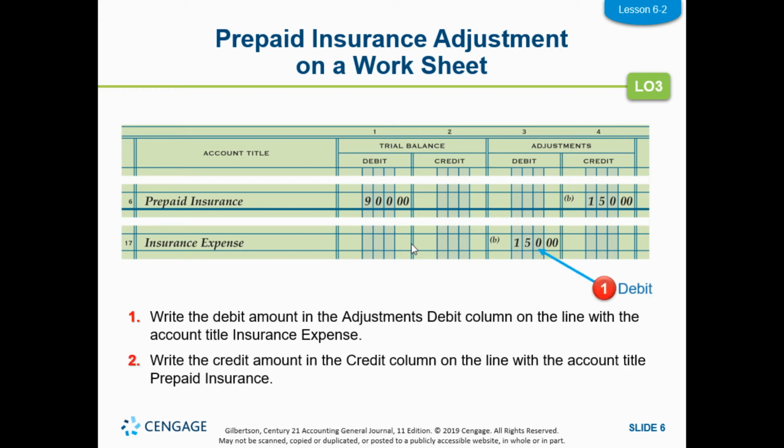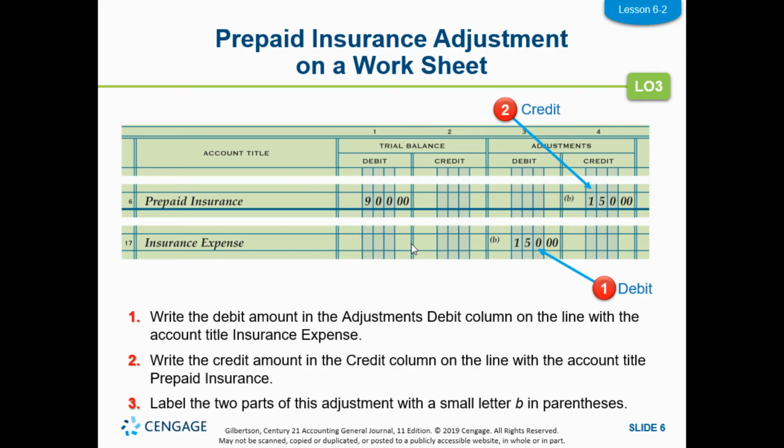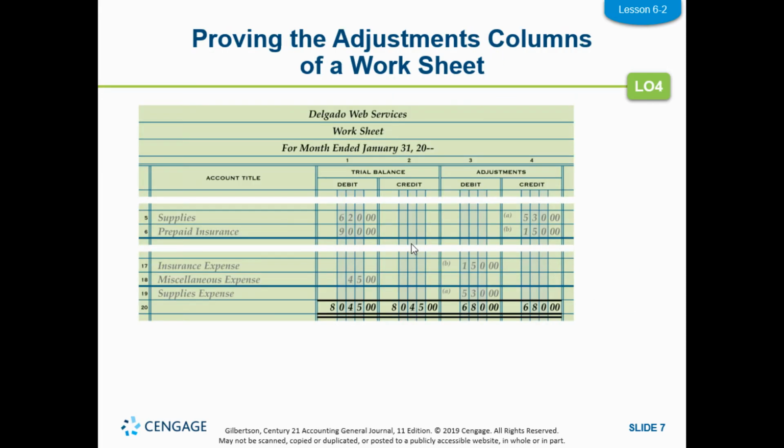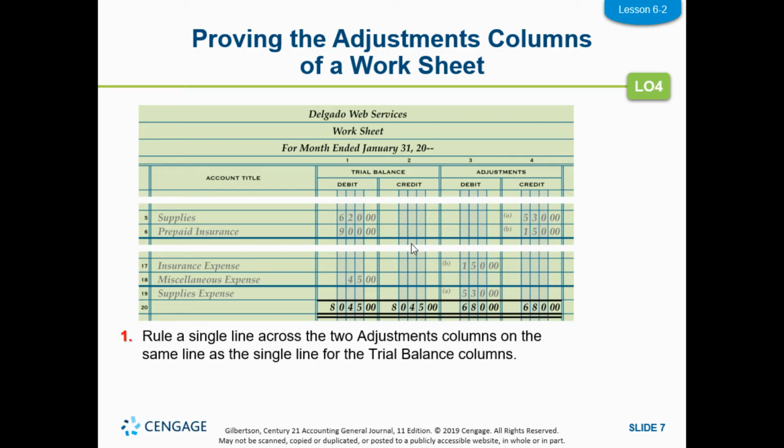Write the credit column on the line with account title prepaid insurance. We're crediting prepaid insurance, an asset. Label the two parts of this adjustment with a small letter B in parentheses. So we have adjustment B. And if we had more adjustments, we would have adjustment C, D, E, and so on. Okay. Proving the columns. So our adjustment columns, rule a single line across like we did with the trial balance.